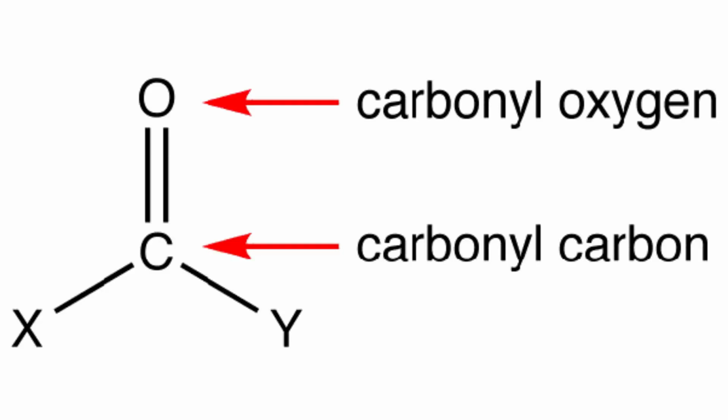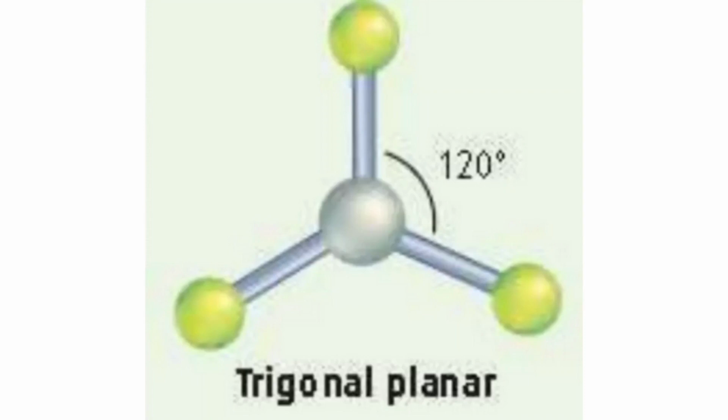Aldehydes are oxygen derivatives that contain a carbonyl group, CO, bonded to two other atoms. The bond between carbon and oxygen is a double bond. Aldehydes have one hydrogen atom and one alkyl or aryl group attached to the carbonyl carbon atom. The group is planar, in other words, it is found in a plane with 120 degree angles between bonds.